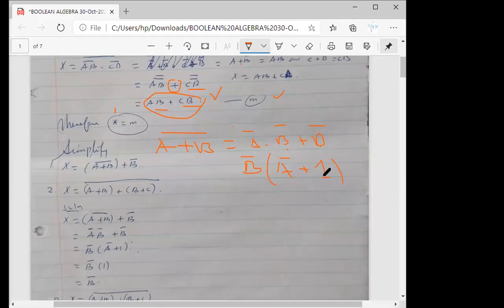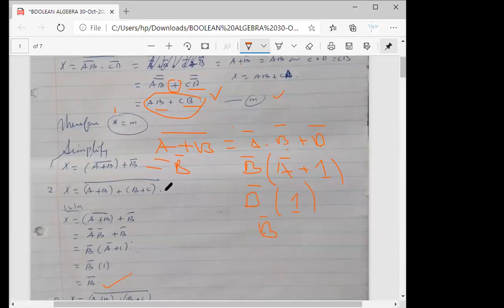It's A plus 1 is what? Say something, Emmanuel? It's 1. This becomes 1. Anything times 1 is anything, so the answer becomes A B bar. So this equation simply simplifies to A B bar. That's how this equation comes here.